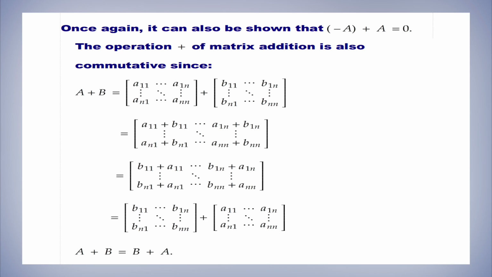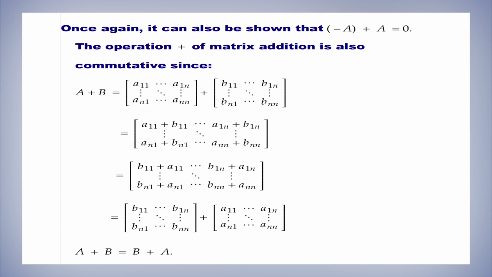We will use the commutative property here. So we will get the result as B11 plus A11, B12 plus A12 and so on to B1n plus A1n, like Bn1 plus An1, Bn2 plus An2, like Bnn plus Ann.